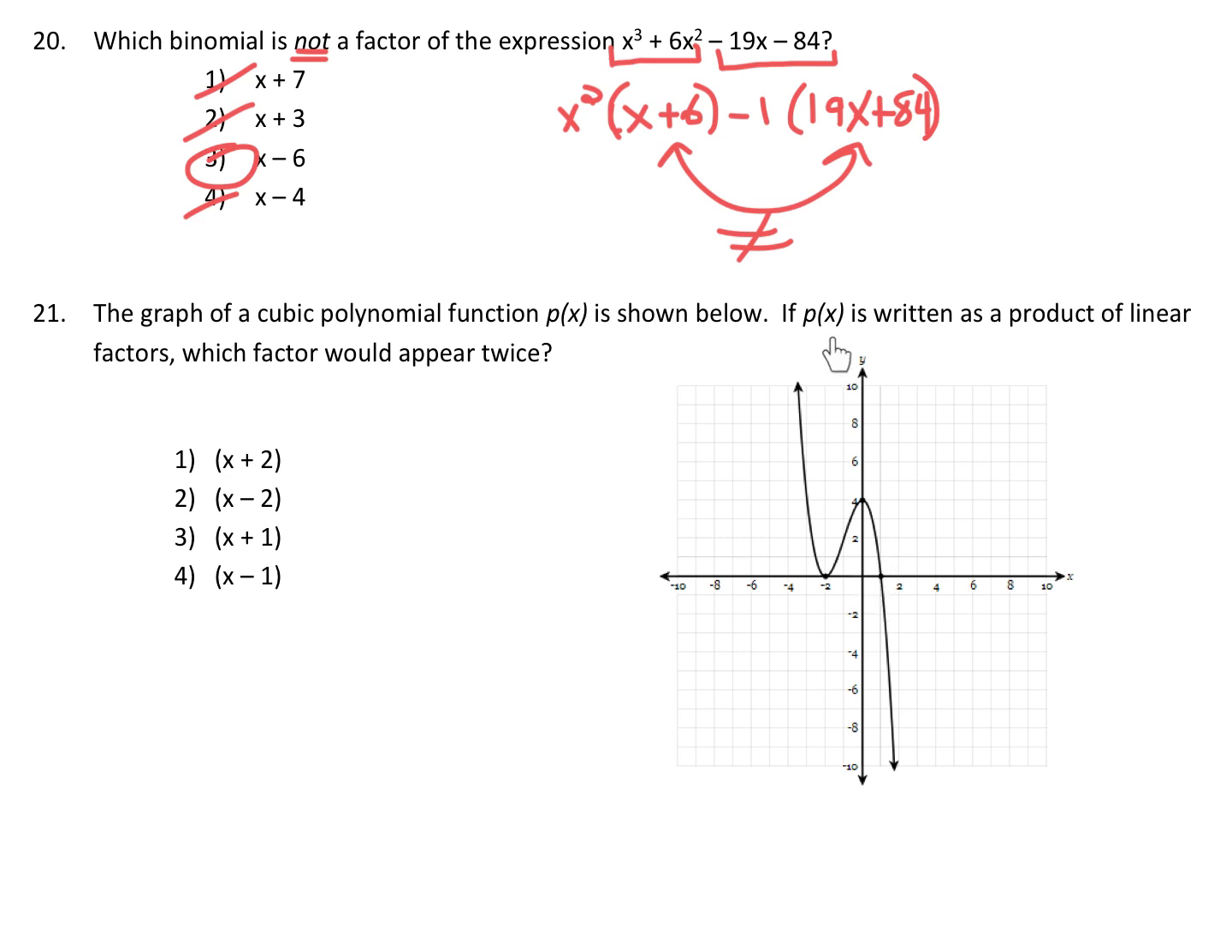Now it says here, if p of x is written as a product of linear factors, so they're talking about the factors here, which factor would appear twice? Okay, do you remember where the graph bounces off the x-axis like it's doing here? That's where we have multiplicity. This is the factor that's going to appear twice. So remember, the factor that corresponds with the 0 of x equals negative 2 is x plus 2. Okay, so we would have an x plus 2 squared. So the x plus 2 is the factor that appears twice.